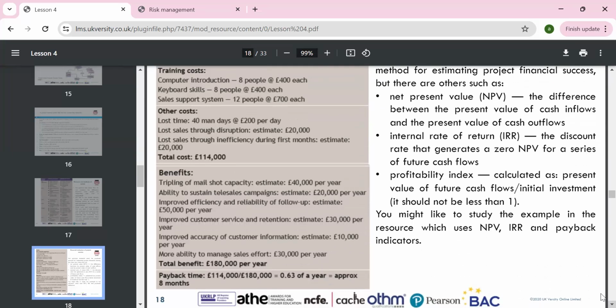Benefits include mailing capacity estimated at 40,000 a year, ability to sustain tele-sales campaigns at 20,000 per year, improved efficiency, reliability, and improved customer service. So the total benefit is 180,000, and against the total cost we can look at the payback period of 0.63. It means we can recover the money in around 6 months. So we can use NPV, net present value, and NPV is positive.